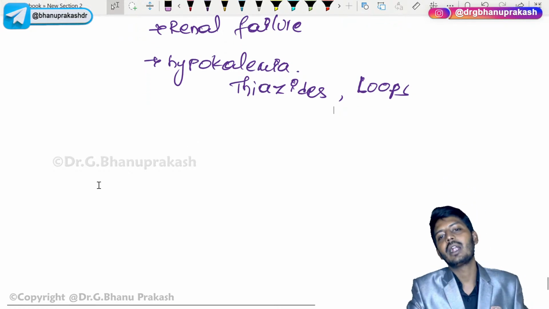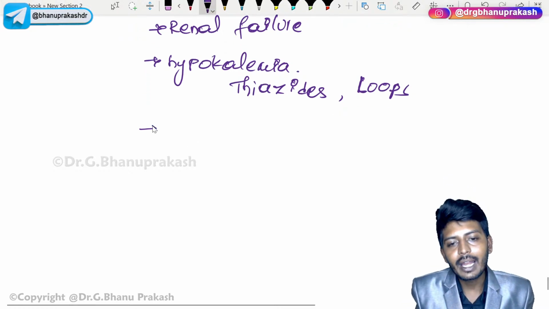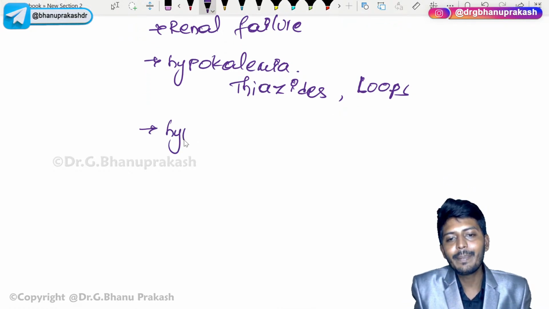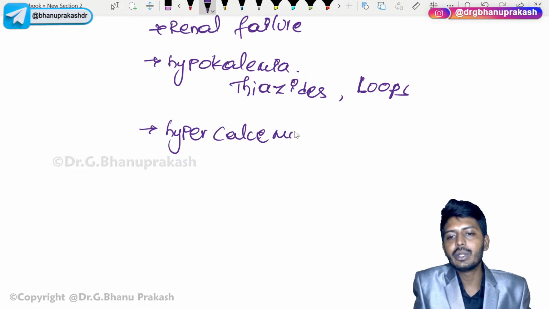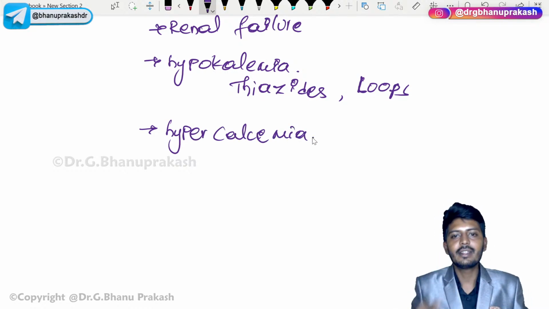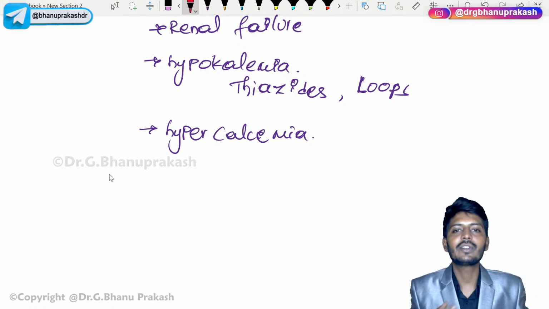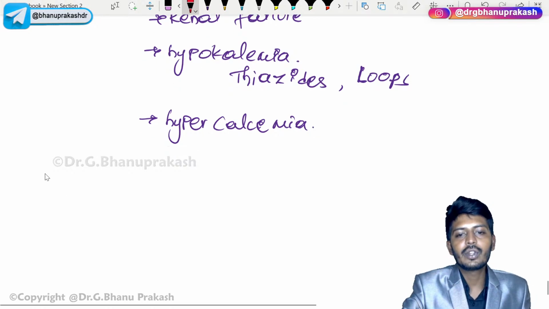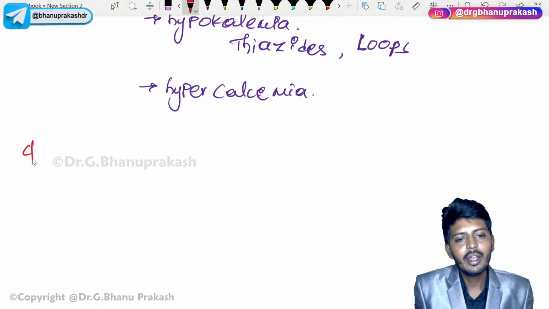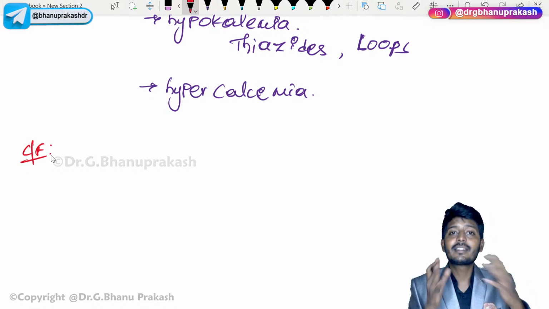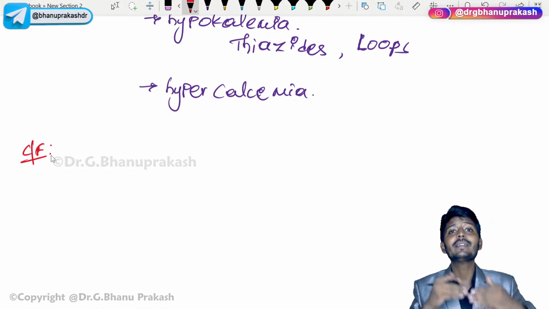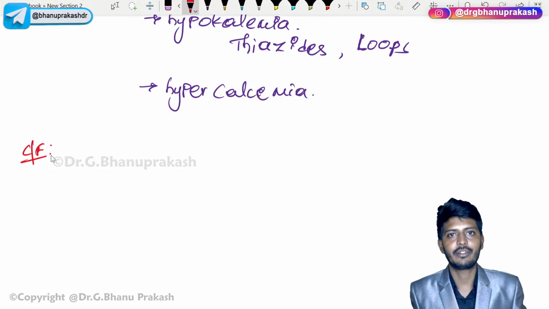Once we understood this, one more electrolyte imbalance is hypercalcemia. Hypercalcemia can also lead to toxicity of digoxin very easily. If the patient is having digoxin toxicity, what is the most important thing? The clinical features. There will be the usual side effects only, but some clinical features will be exaggerated also.